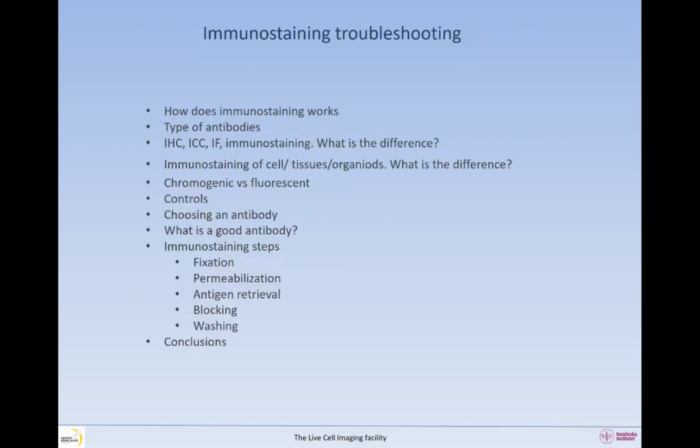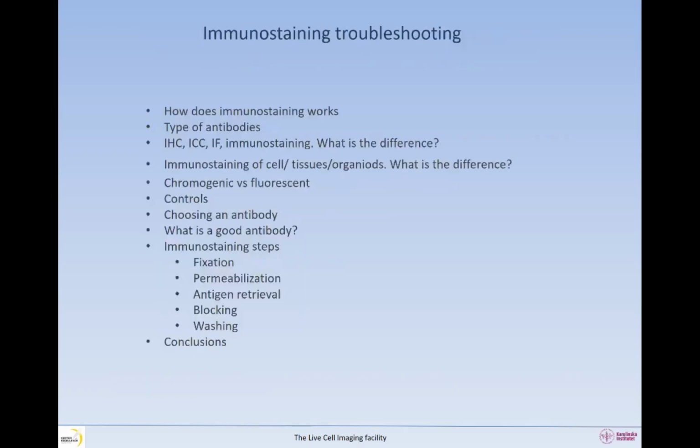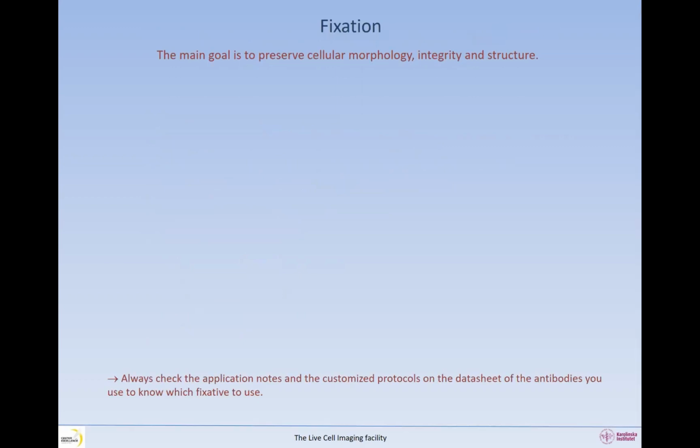Okay, so now we know also about the antibody. We decided on all the other steps before. Now we have to pay attention to a few things in the immunostaining steps. And we already talked about fixation. And of course, the main goal is to preserve the cellular morphology, integrity, and structures.